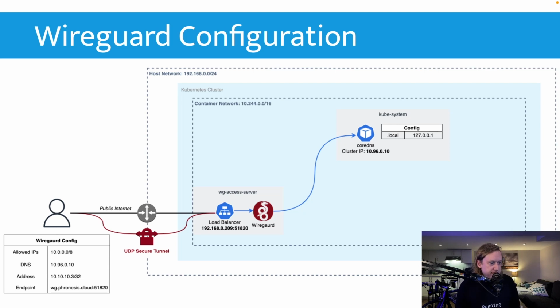Now, if we look at this in the context of the cluster, we can see that we have our host network boundary and we have our container network boundary. And the container network boundary, that's sort of like that 10.244. I have that in my cluster. Anything that's in that network, I can't just get to it from my home network.